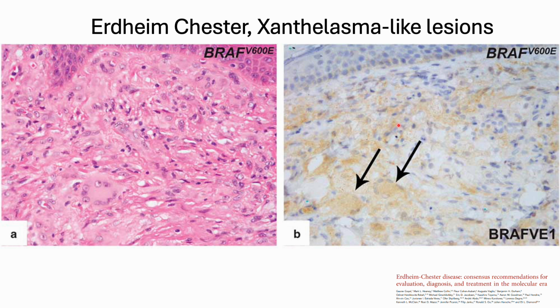The importance of this is that targeted therapy, including BRAF targeted therapy, actually works very well in some of these histiocytic neoplasms and is now first-line therapy for Erdheim-Chester with a BRAF V600E mutation.